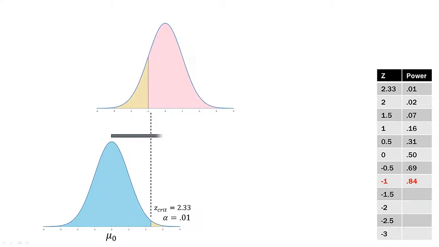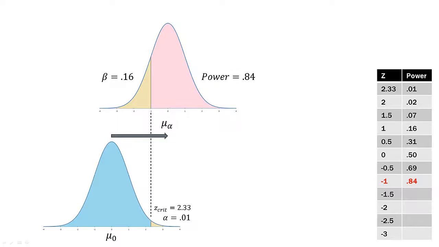Then we'll slide it all the way over to negative 1. So the type 2 error rate is 0.16. The power is 0.84. So you see what's happening here. The type 2 error rate is decreasing, and the power is increasing because, again, they are complements of each other.